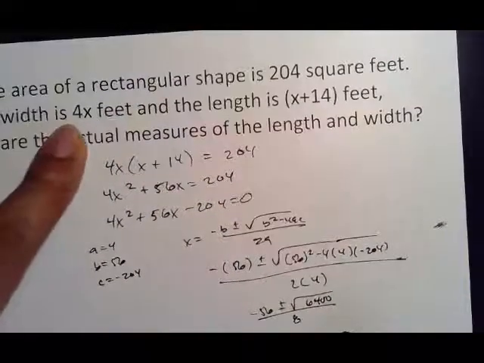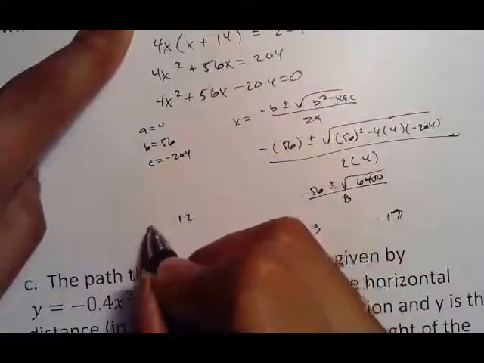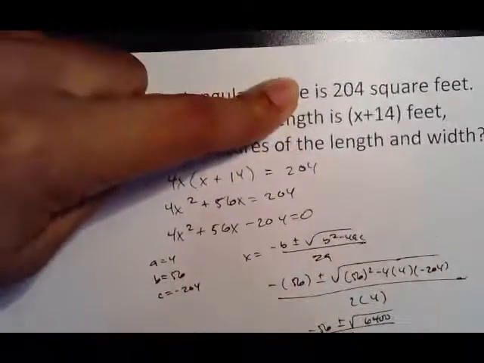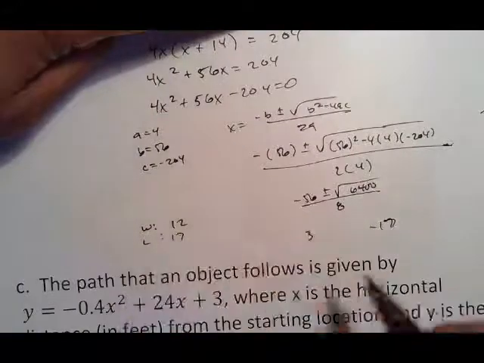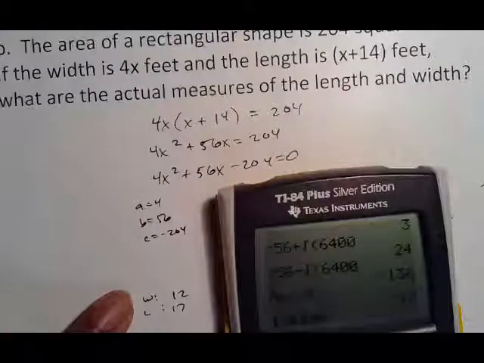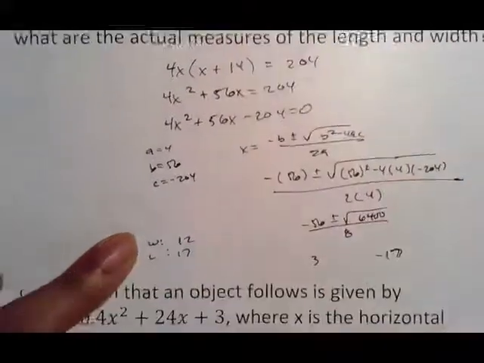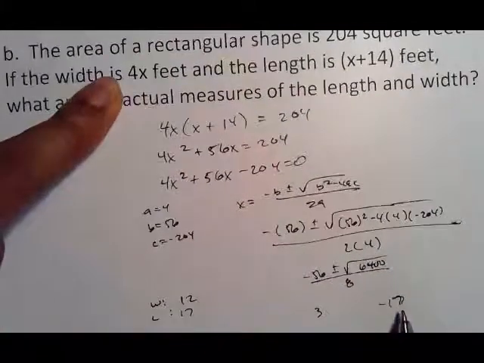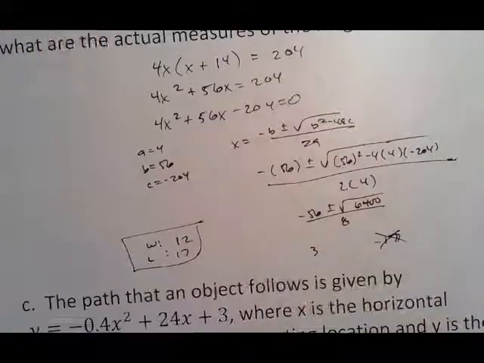It said that my width is 4x, and so 4 times 3 is 12, and you do want to make sure you know which one's which, and that my length is x plus 14, and so 3 plus 14 would be 17. The good news is you can actually check this out. 12 times 17 is 204, which is what you're supposed to have here. So that one works, but again, if you took this negative 17, plugged it in there, you know you're going to get a negative answer, which means that that is the only answer that works. Alright.